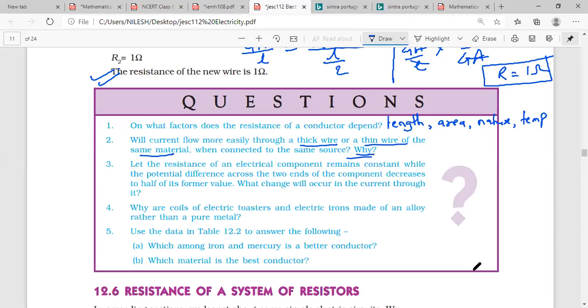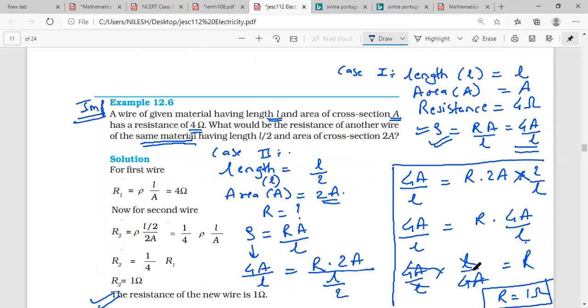Wire coils of electric toasters and electric irons are made of an alloy rather than a pure metal. We have already discussed why to use an alloy. Alloys have higher resistivity and high melting points. They do not burn and do not oxidize easily. Yes or no? Yes, sir.